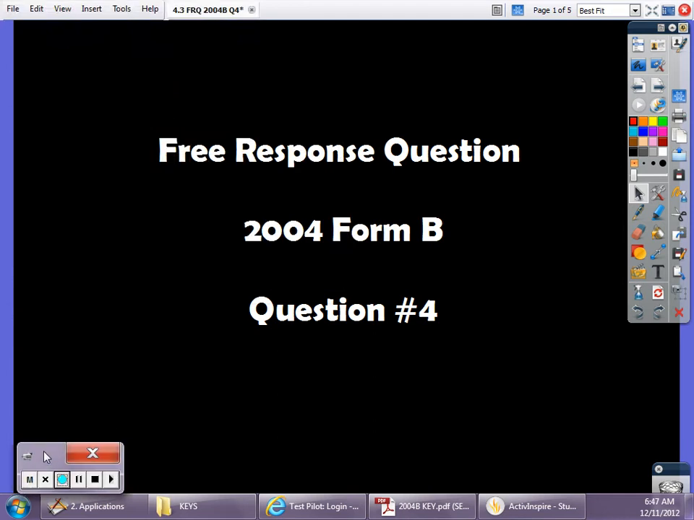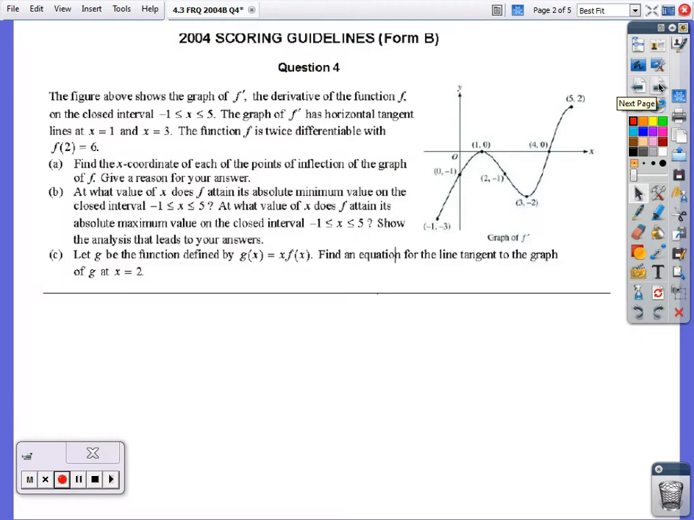So this will be free response question 2004, Form B, question number 4. It should be the second one in your section 4.3 packet. So the figure above shows the graph of f prime.